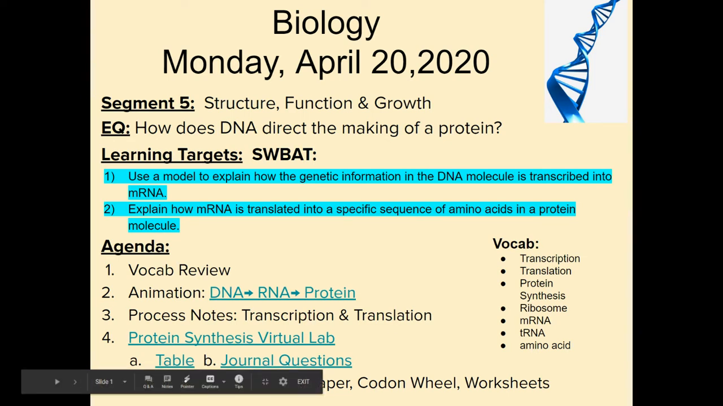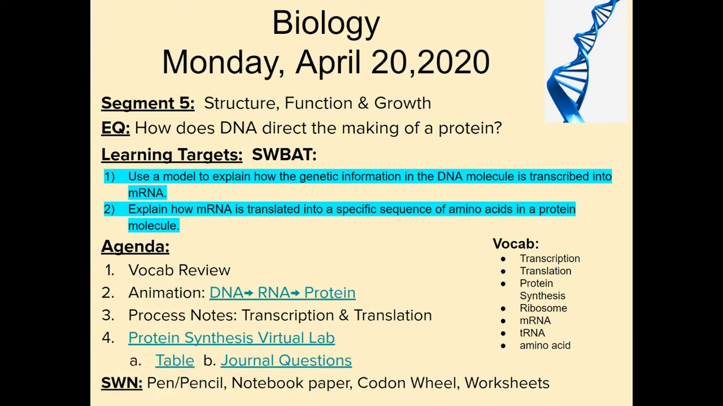The table and the journal questions are linked below the virtual lab under item 4A and B. Those are your documents. But again, remember you're going to Google Classroom to access those so that you can submit them. And then the bottom item students will need: like always, make sure you have a pen or a pencil handy.